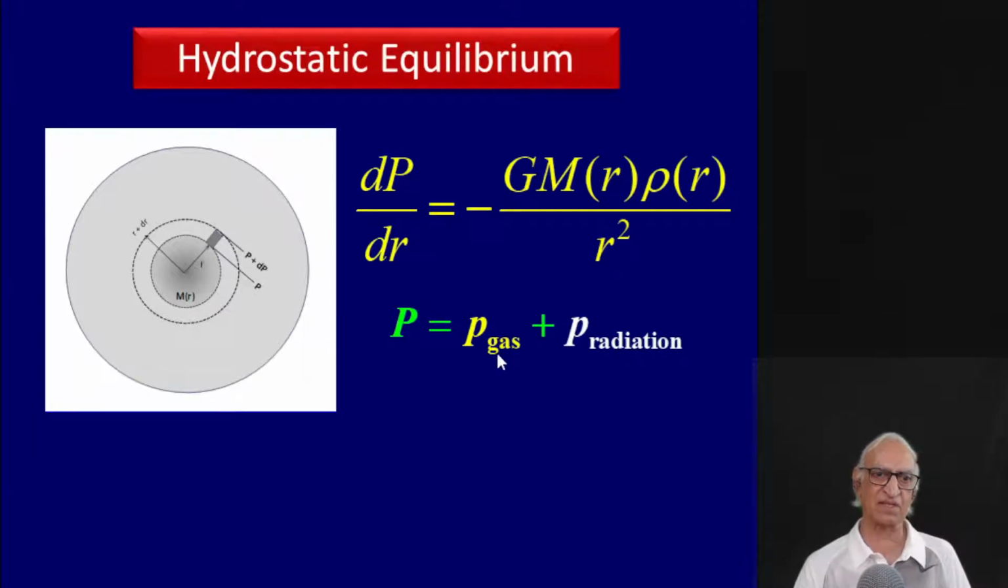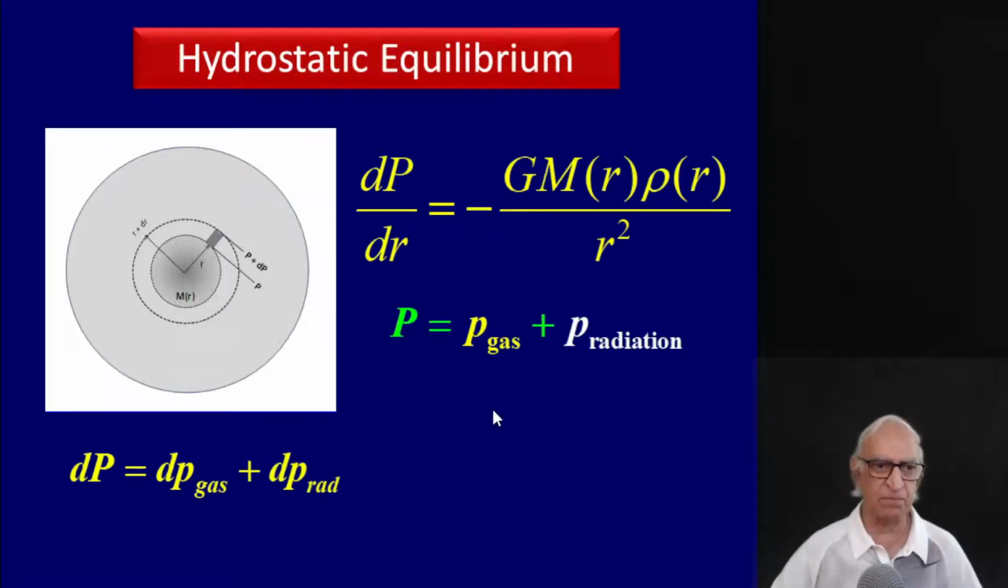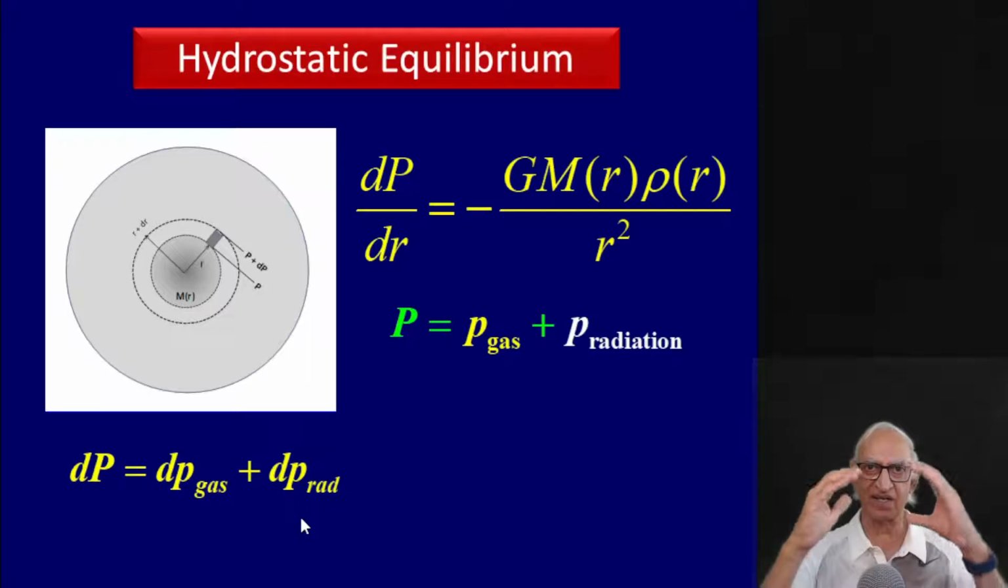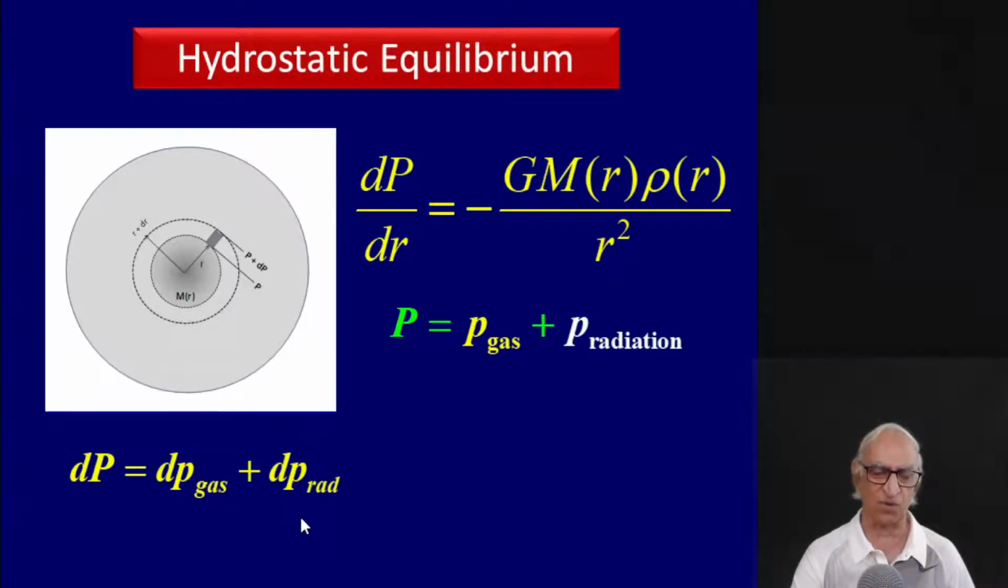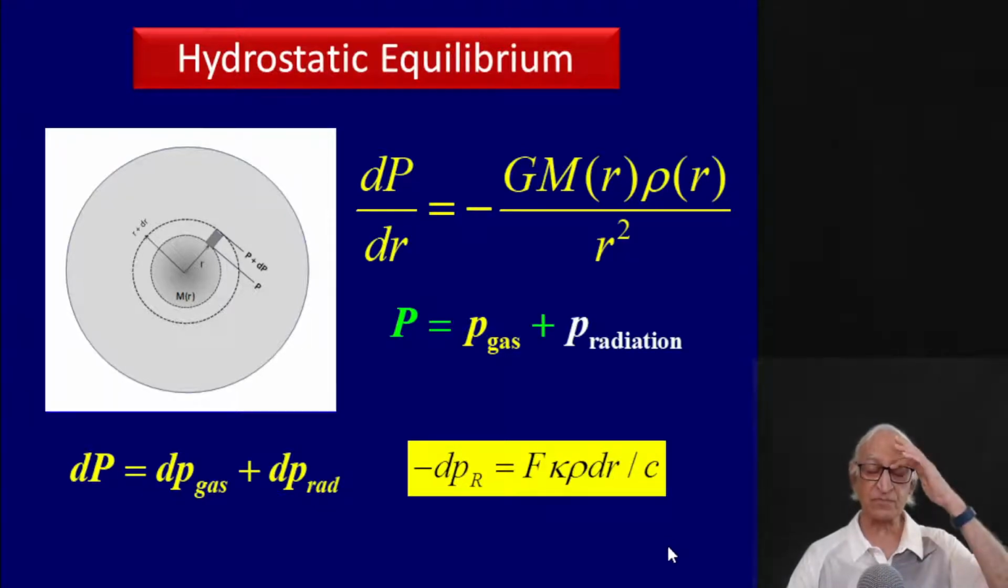And we said that the pressure is a sum of gas pressure plus radiation pressure, and therefore dP is a sum of dP gas plus dP radiation. So both gas pressure and radiation pressure contribute to supporting that elementary cylinder against the inward directed gravitational pull. And what is dP radiation? That is the formula we had derived earlier, which is the net outward flux multiplied by kappa rho dr divided by c. I'm sorry, I changed the notation from x to r to be consistent with this figure.